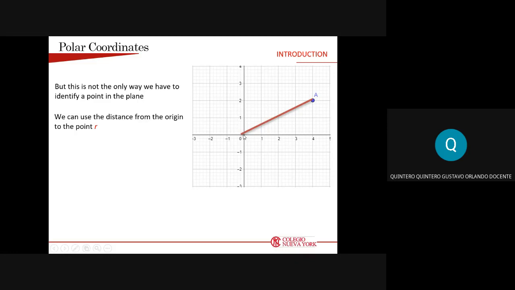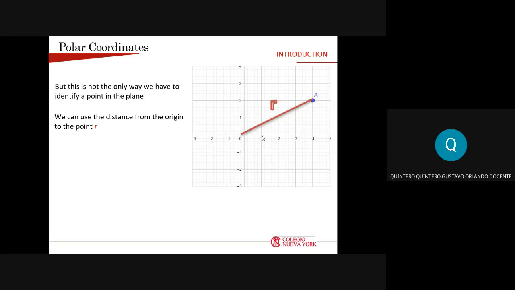I know it is a little bit moved to the left, right? But assume it is 0, 0. So this line from 0, 0, from the origin to the point that we are looking for, is the line we call R. This is the distance from 0, 0 to A, the distance R.